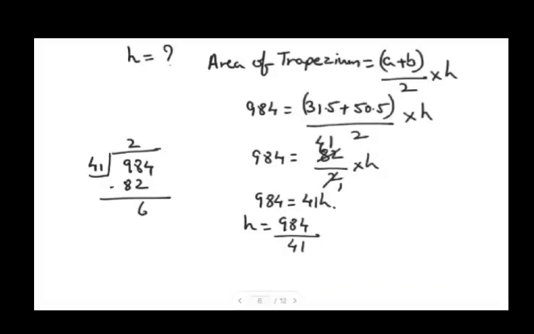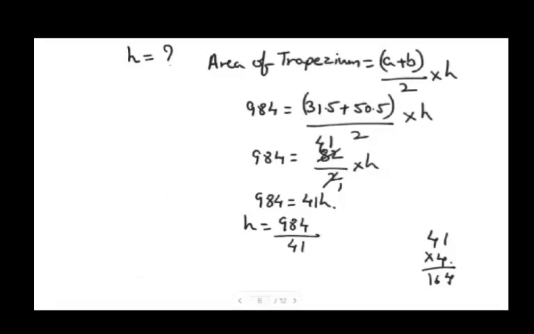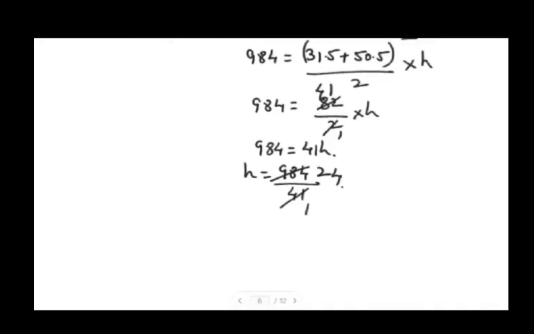8 minus 2, 6. 164. So 41 into 4: 4 1s are 4, 4 4s are 16. Perfect, 164. So 41 1s are 41, 24s are 984. Hence the height is equal to 24 centimeters.